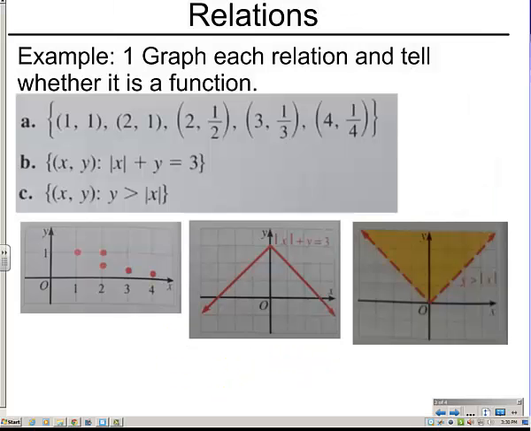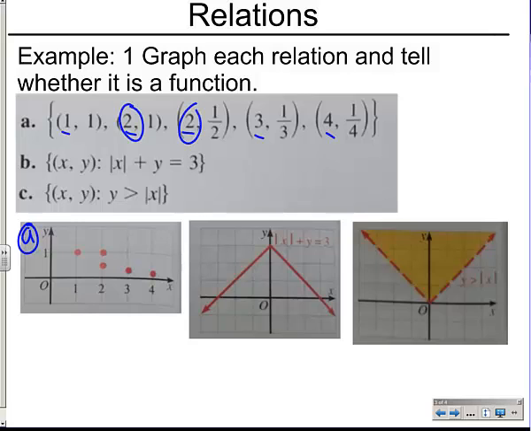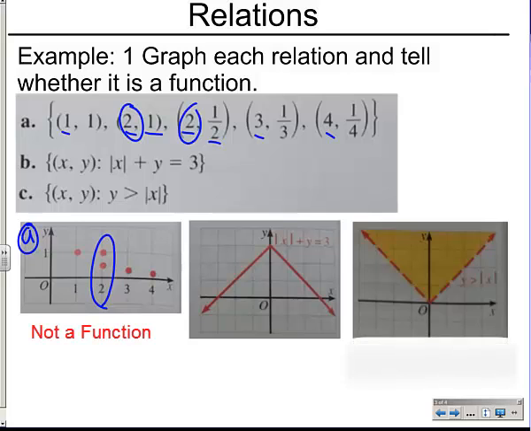Example 1, we want to graph each relation and tell whether it is a function. Okay, so A is graphed right here, and you'll look for common x values. So here's the x values. Here's two common ones. Now, if they have the same output, they would be a function, but since they have a 1 and a 1/2 as the output, they are not a function. You'll also notice how they're stacked up vertically on top of each other. That's not a function.